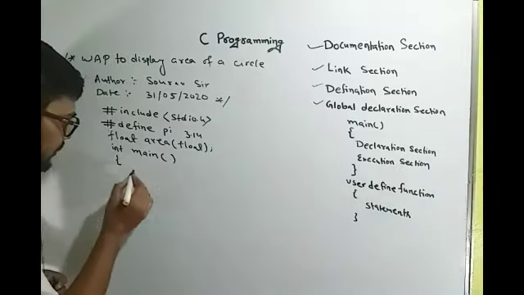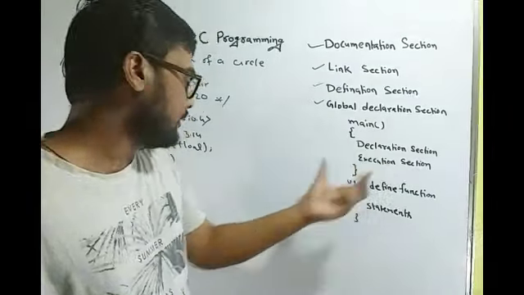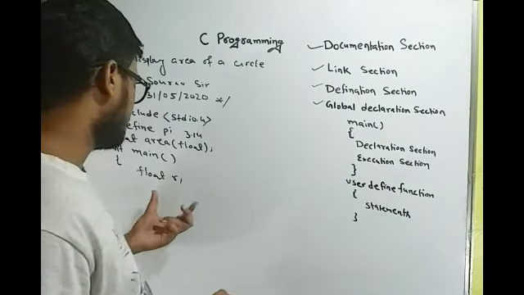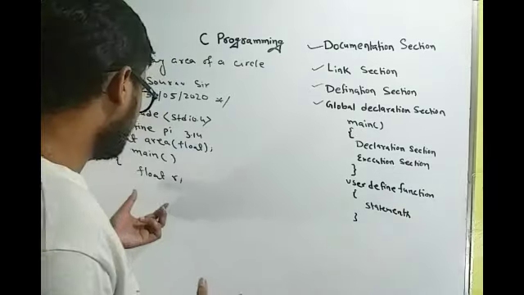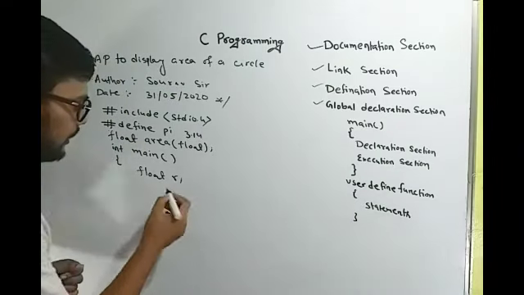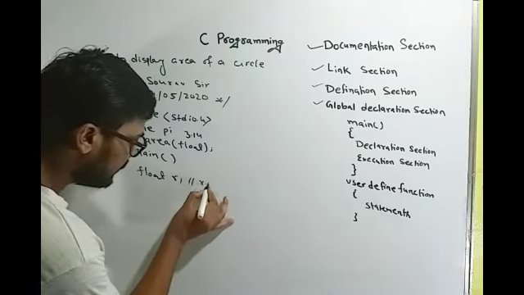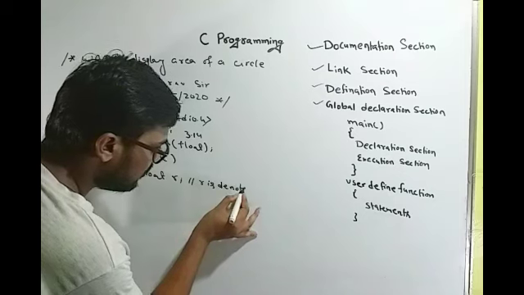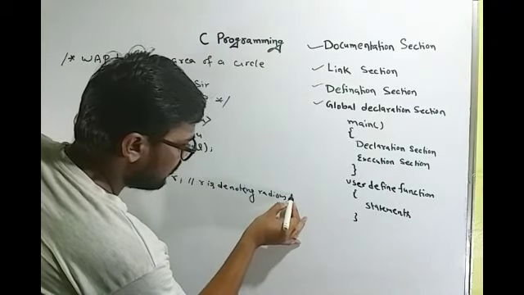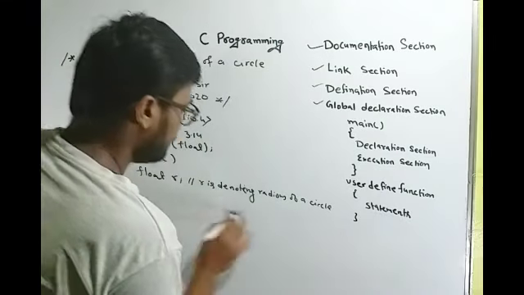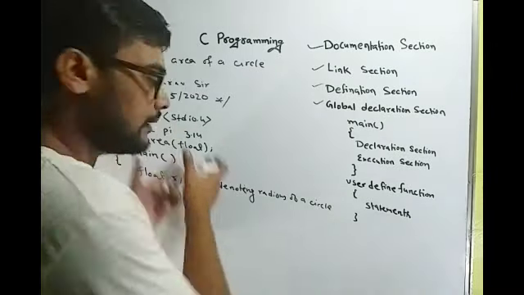So here we have the declaration section. Here we generally declare the variable name. So that is float r. R is the variable. Here you may use a single comment line, that r is denoting radius of a circle. That is the comment line. It is very helpful for other users to understand the program.